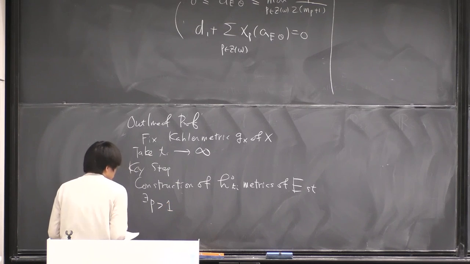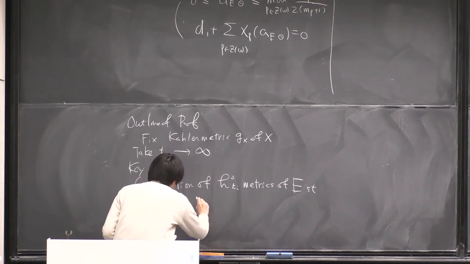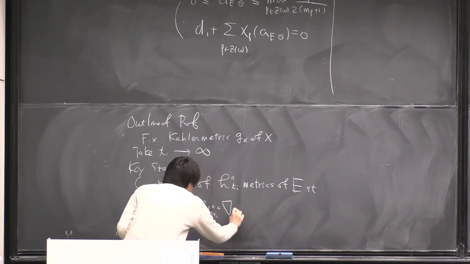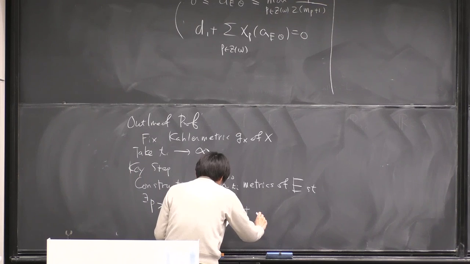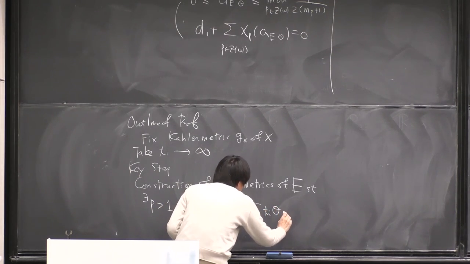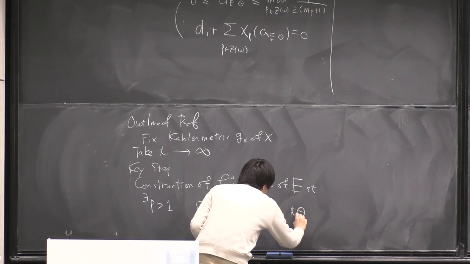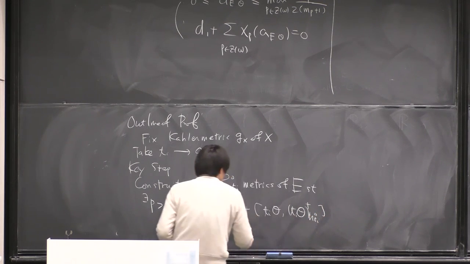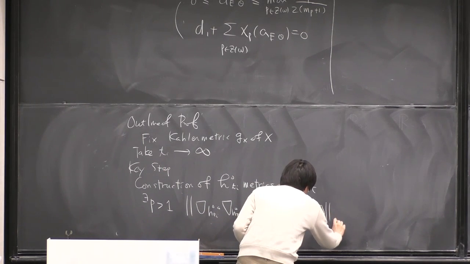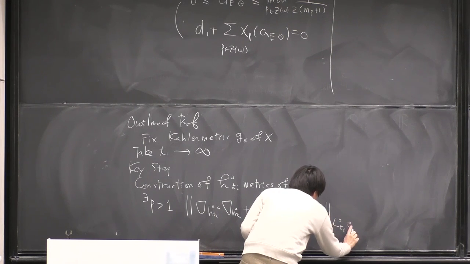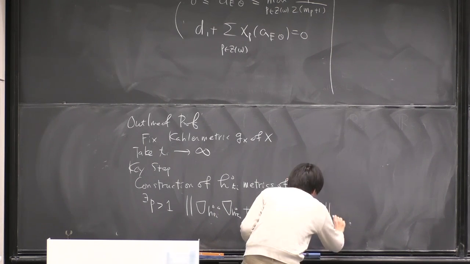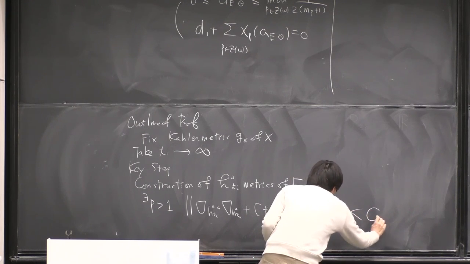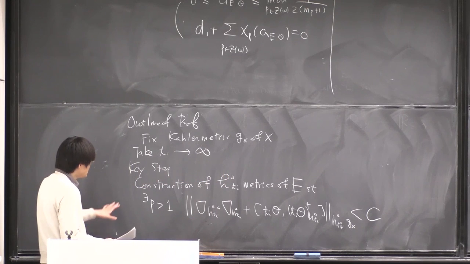we have some numbers for which the LP norm of the curvature of the Chern connection of this metric plus the bracket of the Higgs field and its adjoint is bounded independent of i. So this is a key step.